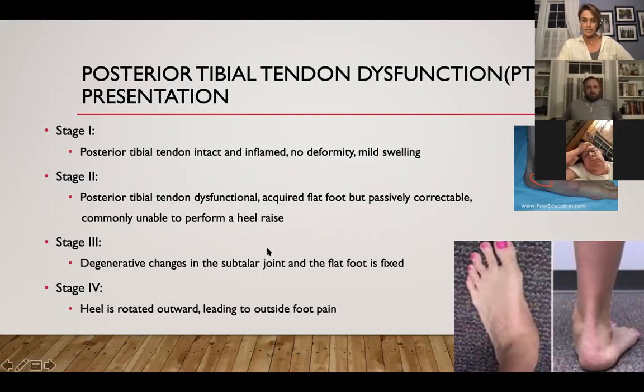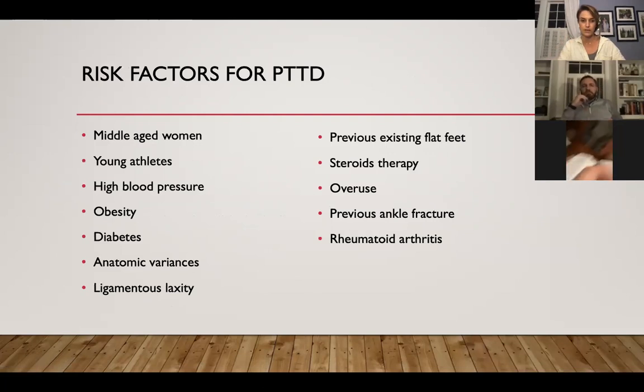Stage 3 is it keeps getting worse, with more degenerative changes. You end up with arthritis during this time. And then it gets really bad. The heel is totally rotated out. I think I have pictures for sure, so we'll go to the next one. There are pictures.